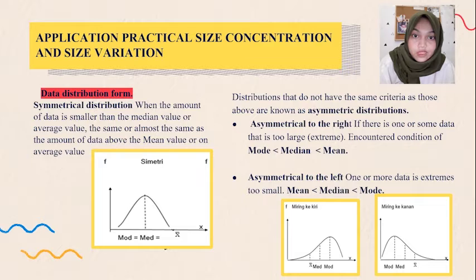There are two types of asymmetric distribution. The first one is asymmetric to the right, where the condition is mode less than median less than mean. This happens when there is one or some data that are extremely large. And the second one is asymmetric to the left, where one or more data are extremely small, with the condition mean less than median less than mode. As we can see, there's a diagram of asymmetric distribution.